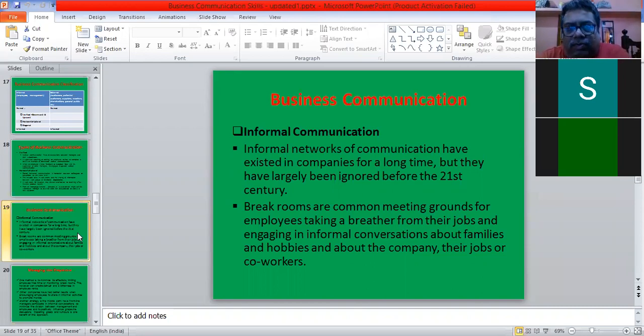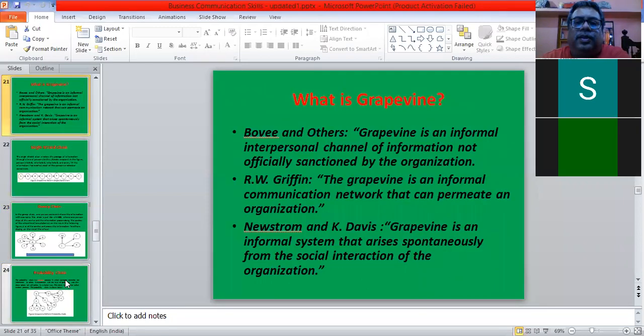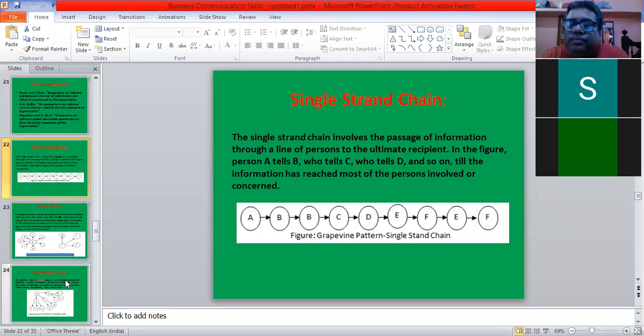So if you have really not paid attention to improving the well-being of your employees, for whatever reasons, you can now actually do that. So therefore, grapevine is good, grapevine is bad. We have to leverage it for our needs. Very important that we have a proper strategy in place to manage grapevine.